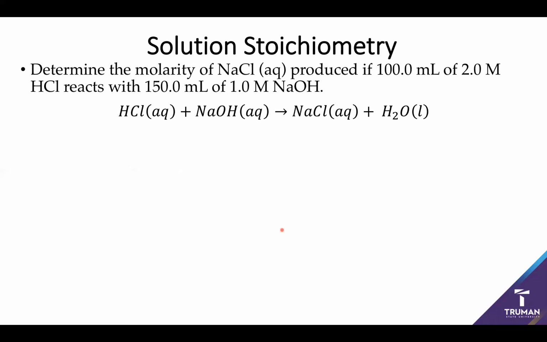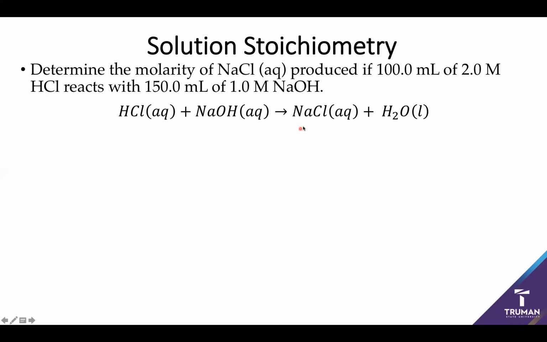So let's say I want to try and produce sodium chloride salt dissolved in water. And I'm going to do this by neutralizing some HCl with some sodium hydroxide. So acid plus base makes salt plus water. And so I'm going to do this by mixing 100 milliliters of 2 molar HCl with 150 milliliters of 1 molar sodium hydroxide. However, first thing we have to do, as always, is figure out who our limiting reagent is.